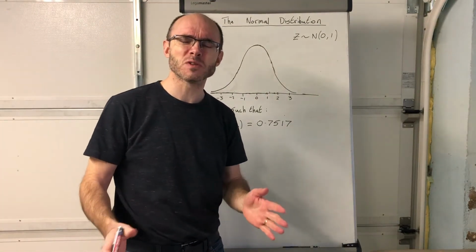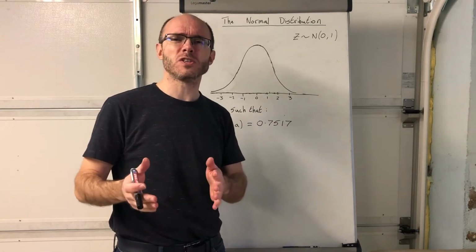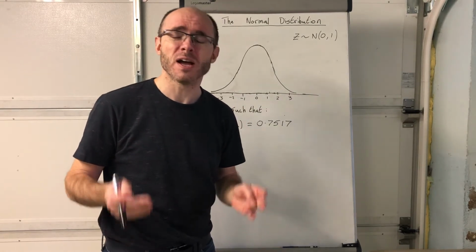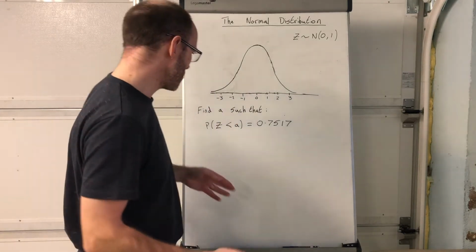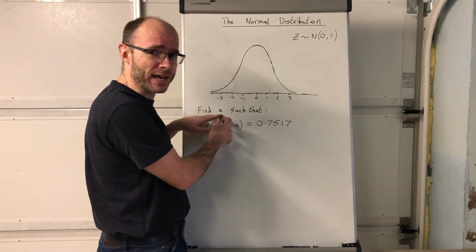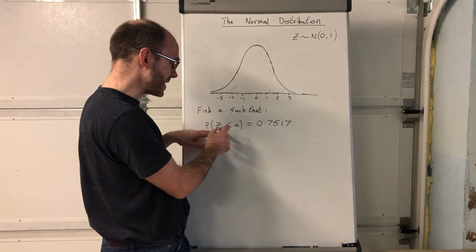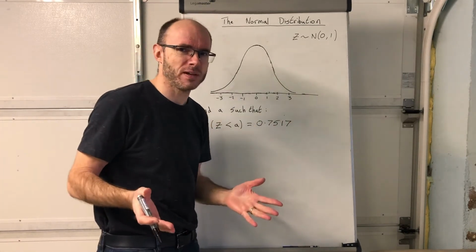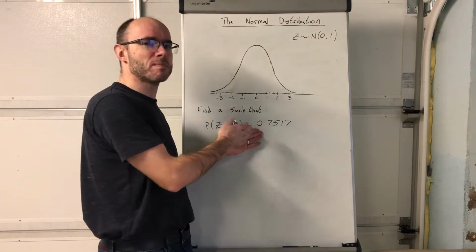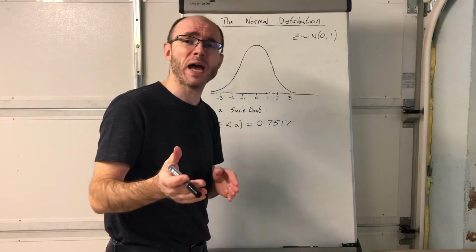In these examples, I'm going to show you when to use the table of percentage points and when you can use the main table. This is the first example. We need to find the value of A such that the probability that Z is less than A is 0.7517. We can actually use the main table to do that, and I'm going to show you how.